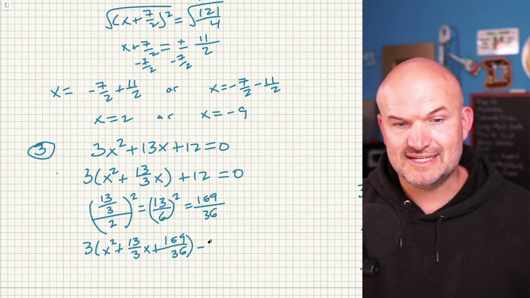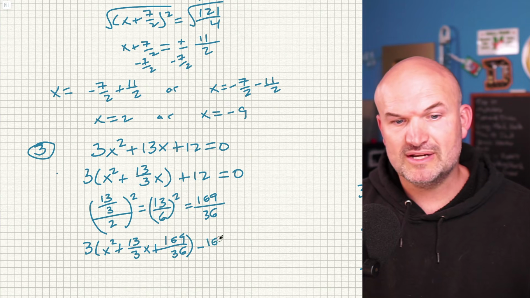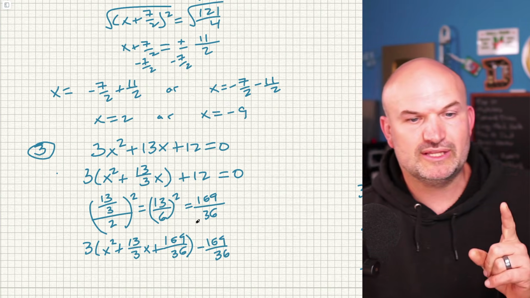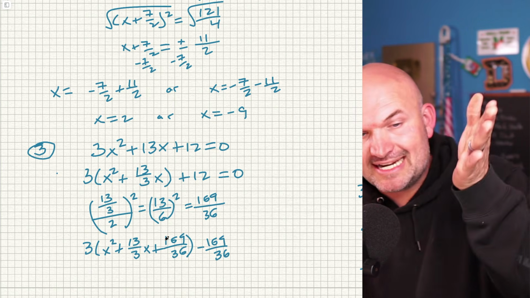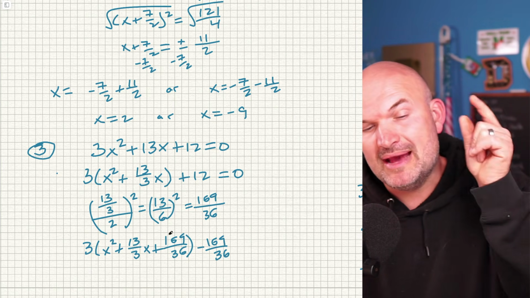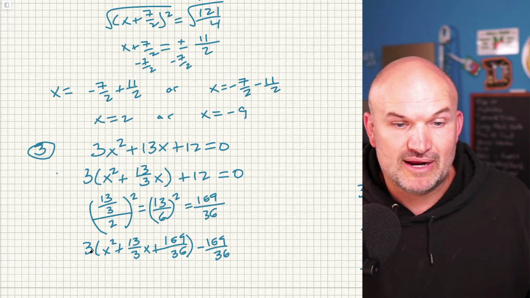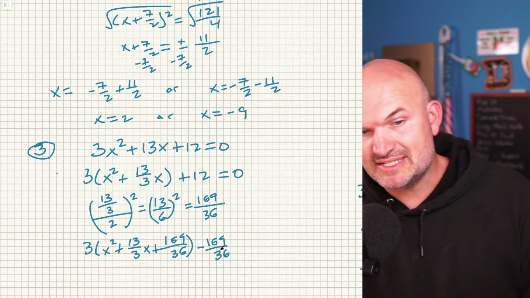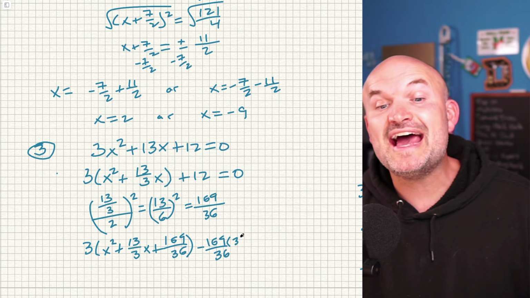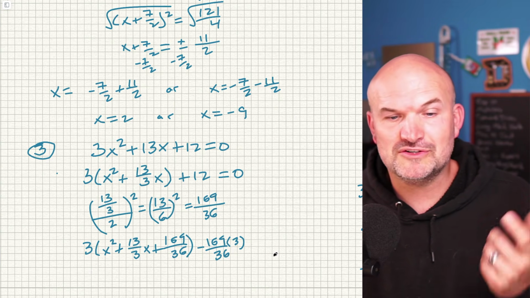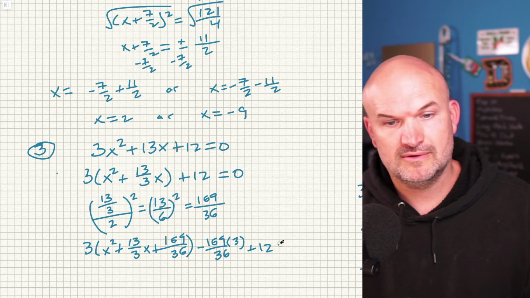I need to subtract this. I need to subtract the 169 divided by 36. But here's what you really need to know. I'm actually not adding a 169 over 36. I'm adding a 169 over 36 that's being multiplied by a 3, right? So when I'm subtracting a 169 over 36, I need to multiply that by a 3. Okay, very, very important. And then also don't forget we have this plus 12.